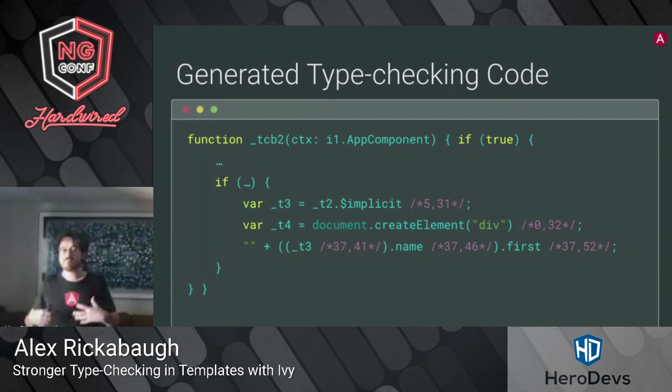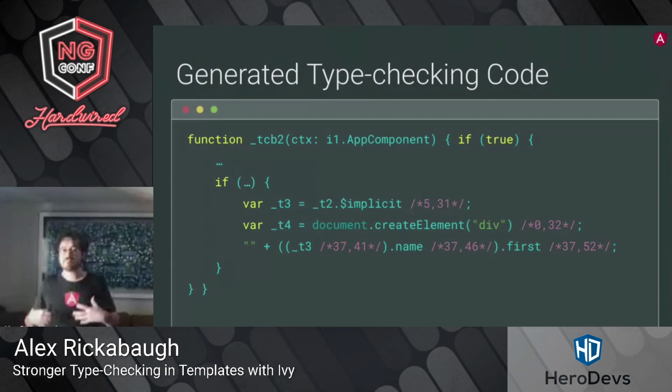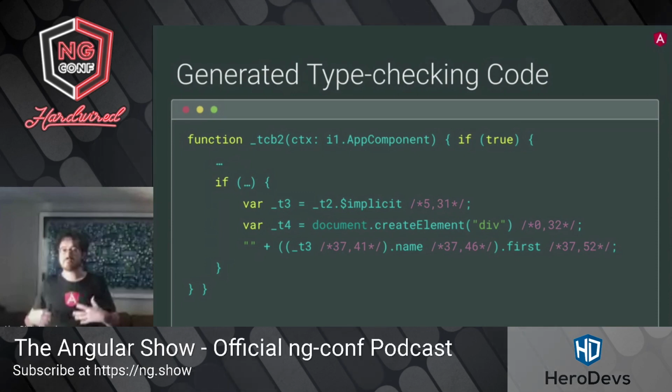Also, you might notice in the example here, there are comments with pairs of numbers littered throughout the expression. These are our source maps. So if we get an error back from TypeScript, we can look at where TypeScript says the error is inside this code, find the nearest comment, and then use that to map the error back to the original template, so that when we show it to you, we can show it to you in the context of the binding expression that you wrote, and not the code that we generated to check it.